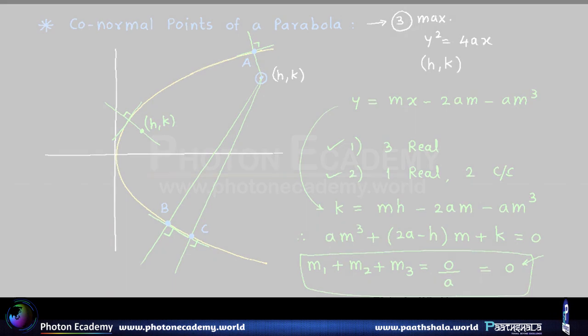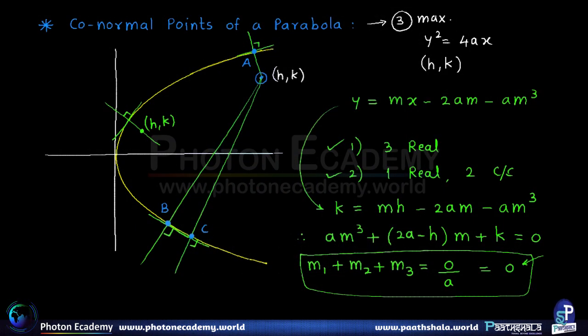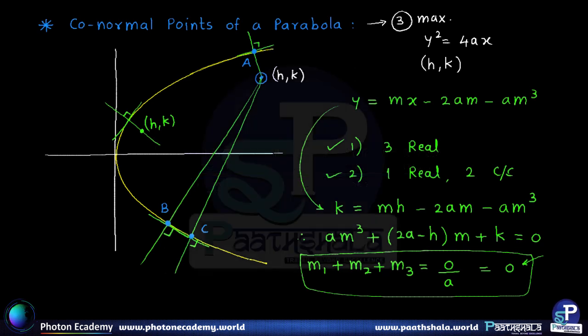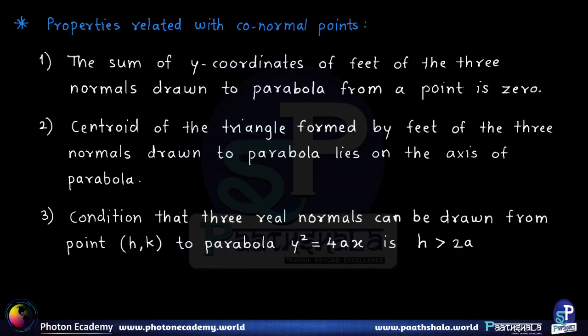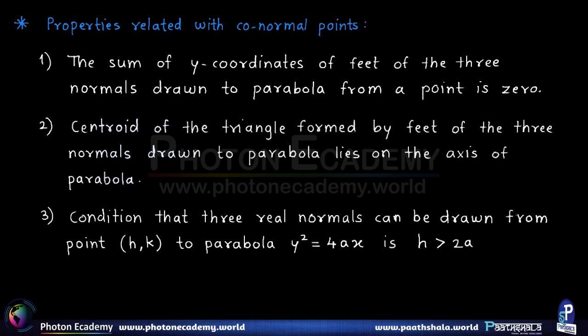Now related to this, there are a couple of properties which are derivable, so we will go over those properties of co-normal points and the normals. The first one is that the sum of y coordinates of the feet of the three normals drawn to the parabola from a point is 0.